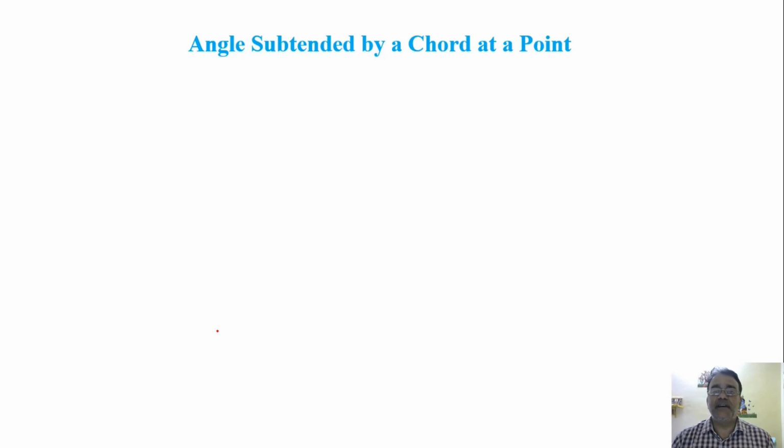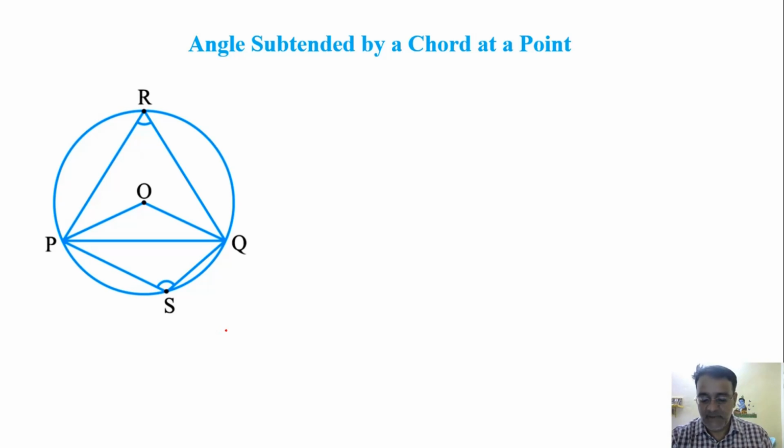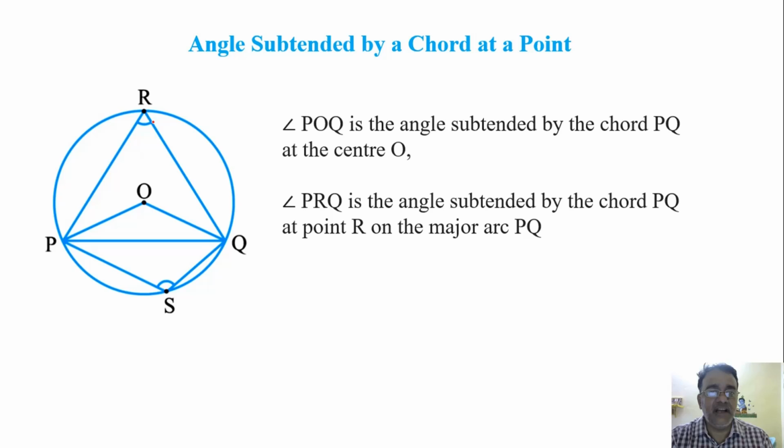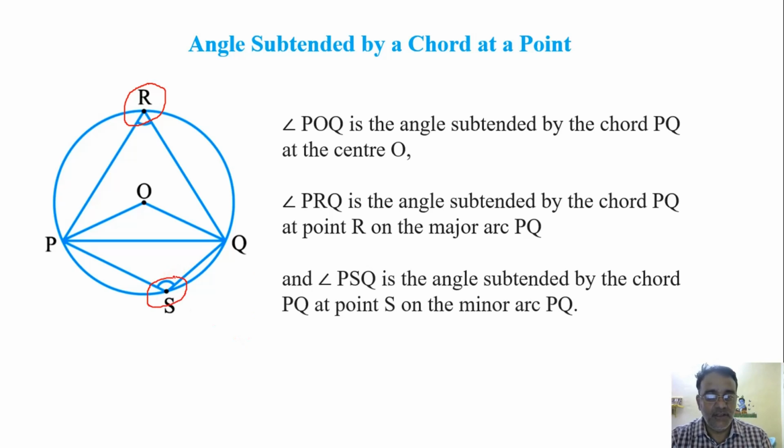Next, angle subtended by a chord at a point. Here, angle POQ is the angle subtended by the chord PQ at the center. And angle PRQ is the angle subtended by the chord at point R on the major arc. And angle PSQ is the angle subtended by the chord PQ at a point S on the minor arc PQ. So three possibilities are there: at the center, at the major arc, or at the minor arc.